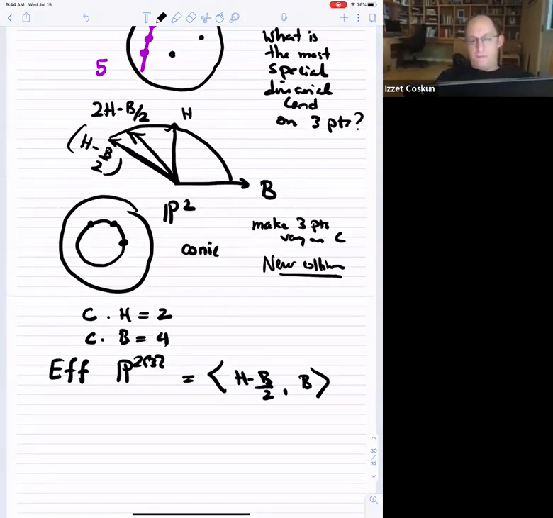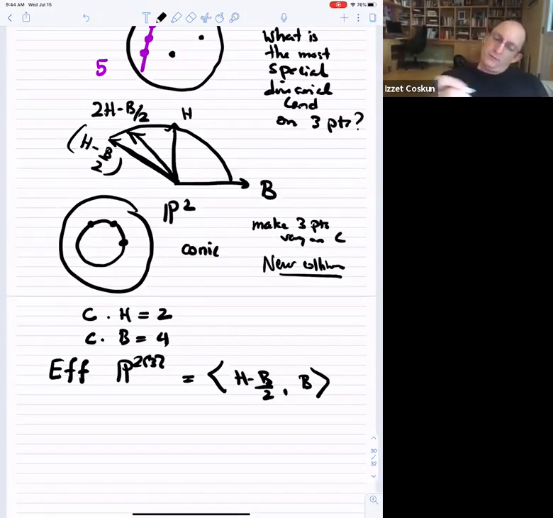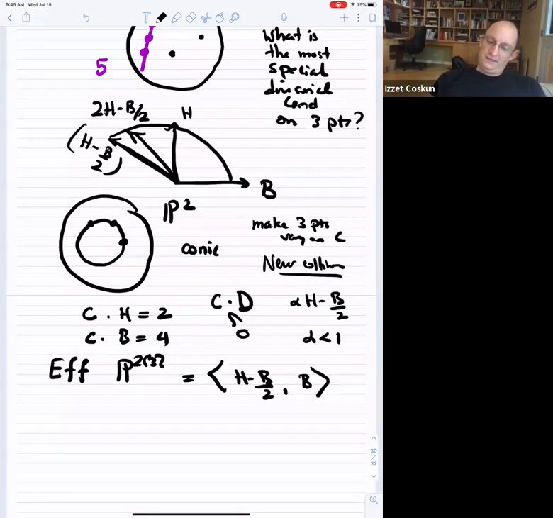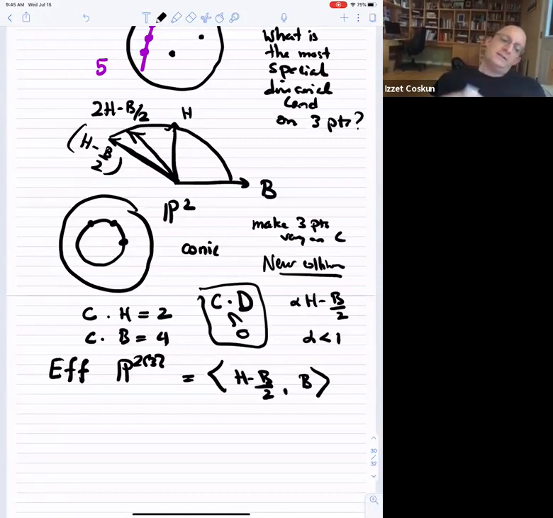Okay, now why is that? I gave you a proof of that, right? Suppose that there was a divisor of the form alpha times (H minus B)/2 with this alpha less than 1. Then if you do C·D, we would get a negative number, right? Because C·H is 2, C·B is 4. So if this alpha is less than 1, then this number would be negative. But you see, here is the situation.